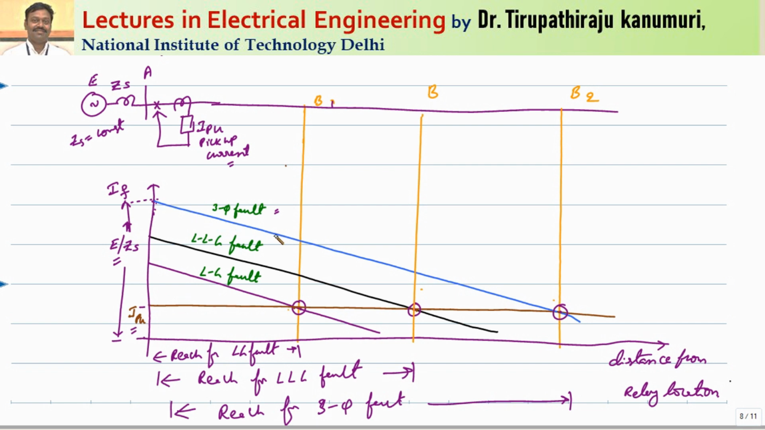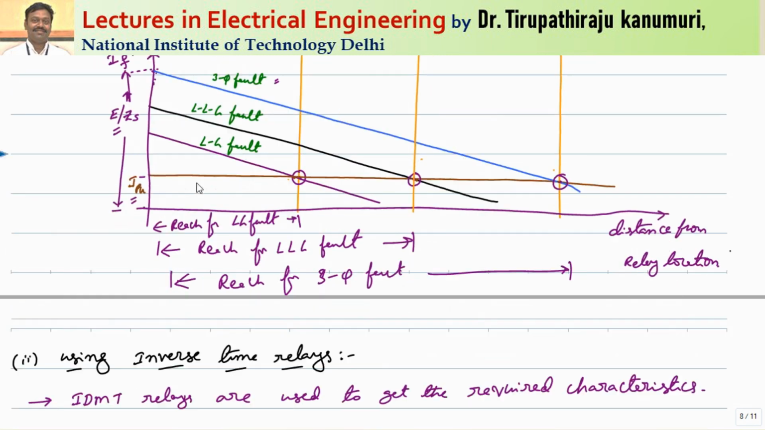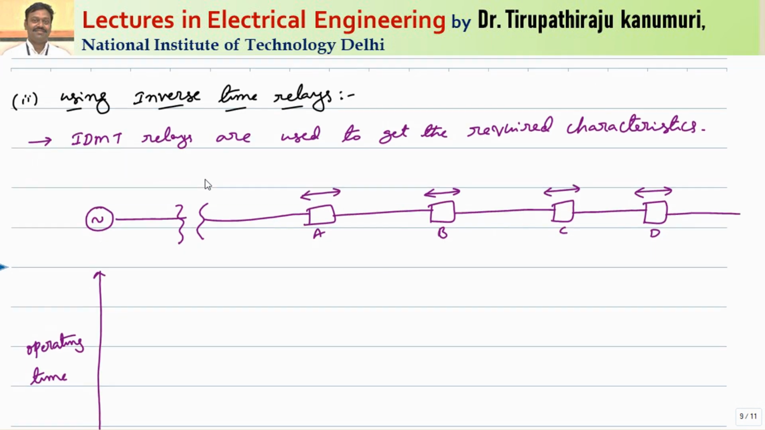But as you go away, because the impedance of the transmission line is adding to your source impedance, the fault current magnitude goes on decreasing. That means if the fault happens farther from your source, then even if your source relay operates after a long time, it is not going to have so much impact. But if the fault happens near the source, it should be operated immediately, because the magnitude of the fault current is very high. So in order to incorporate this function, we go for inverse time relays.